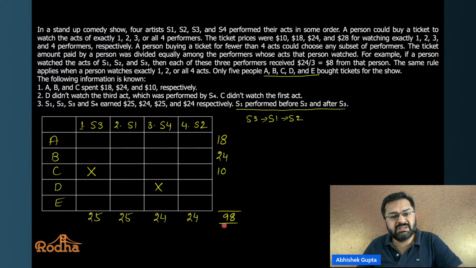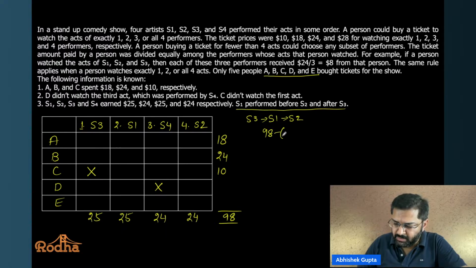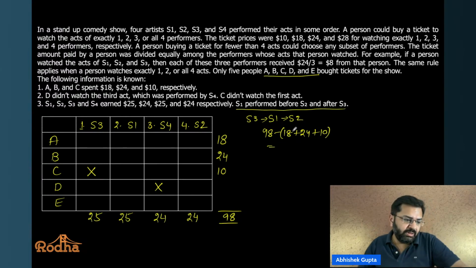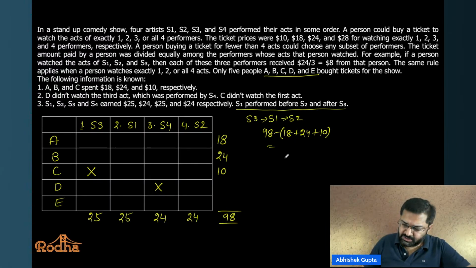Now, these $98 must have been paid by these five people only, A, B, C, D, E. So we know how much A paid, 18, B 24, C 10, but these two are left. So if I add them up and subtract from 98, can I say I would get the sum here? So this is what I'm going to do here. If I do 98 minus (18 plus 24 plus 10), what am I going to get here? This is 98 minus 52, this will become 46.